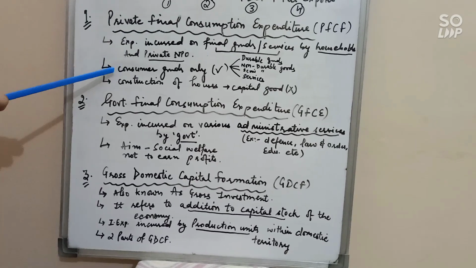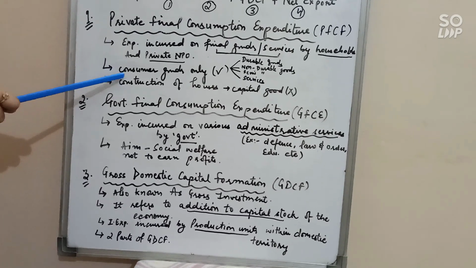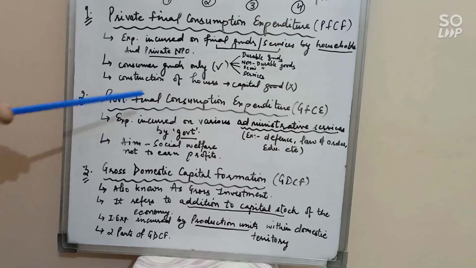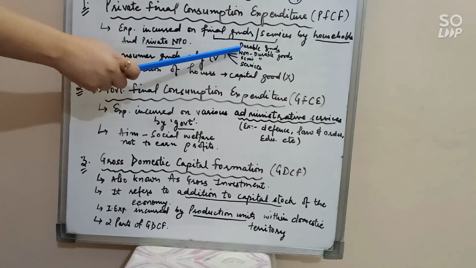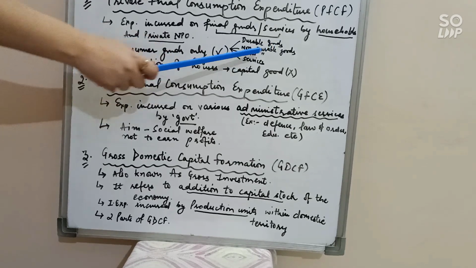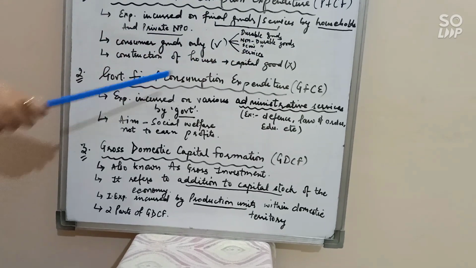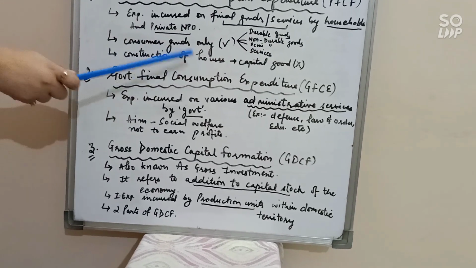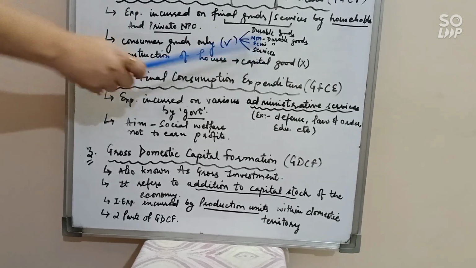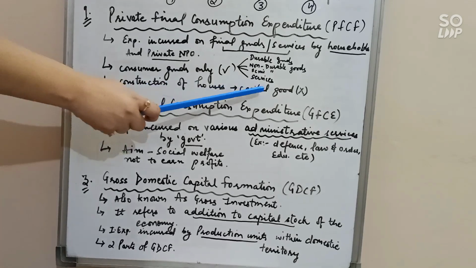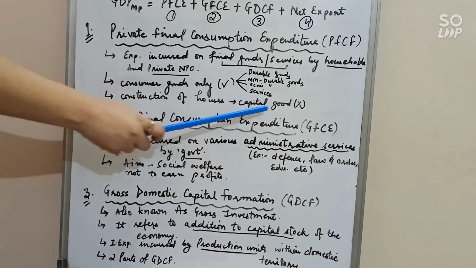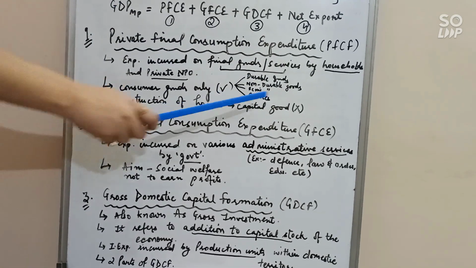Now, second point, it is very clear that we take only consumer goods, not capital goods. Consumer goods are of four types further. They are divided into four categories: durable goods, non-durable goods, semi-durable goods and services. Third, construction of houses. Now, construction of houses is a capital good. So that's why this expenditure is done by the household sector, but we will not take it in this point. Why? Because it is of capital nature. It is a capital good.